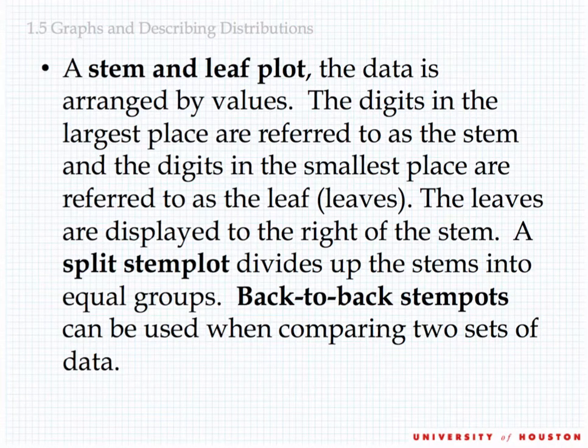A stem and leaf plot. In a stem and leaf plot, the data is arranged by values, and we use the digits in the largest place as our stems, and in the smallest place, those are our leaves. The leaves are displayed to the right of the stem. We can create split stem plots when we have a lot of data that divides up the stems into small equal groups. Back-to-back stem plots can be used when comparing two sets of data.